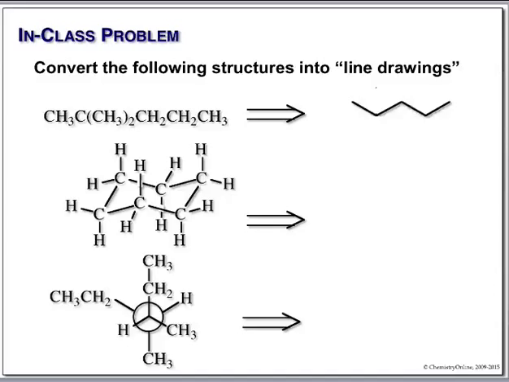1, 2, 3, 4, 5. Step two, you draw your zigzag. 1, 2, 3, 4, 5. Now on our second carbon here, we have two CH3s. We show those as truncated lines, looking like that.